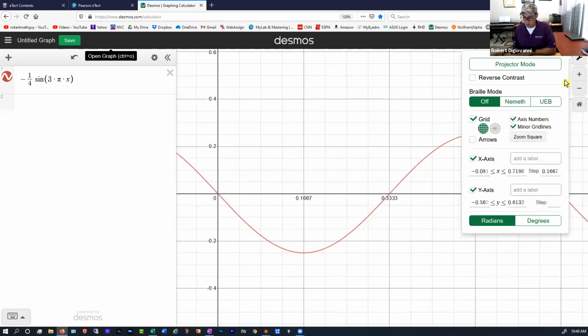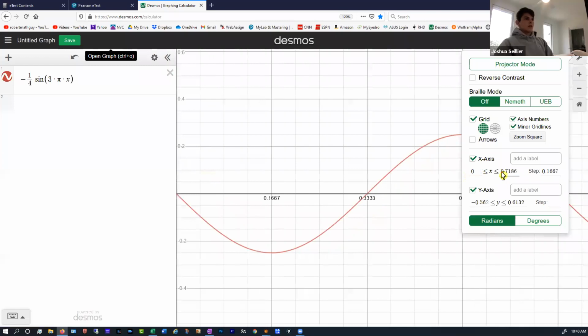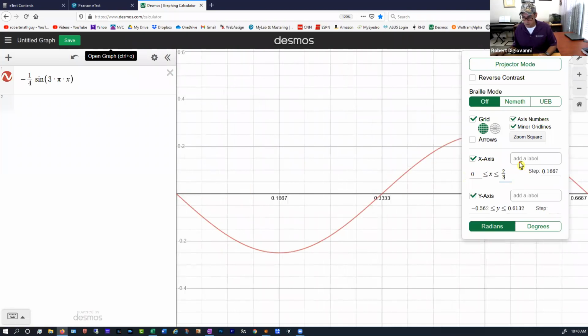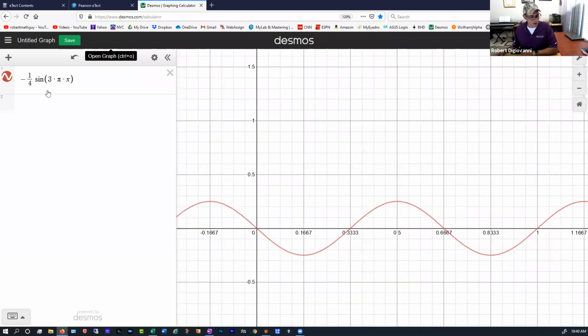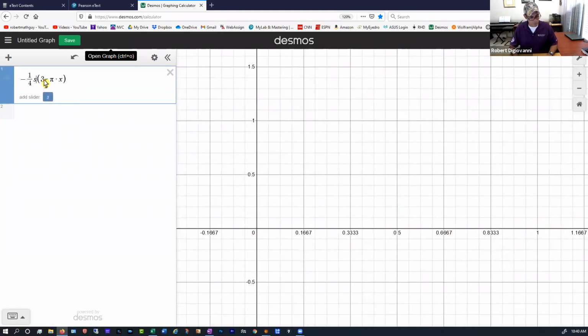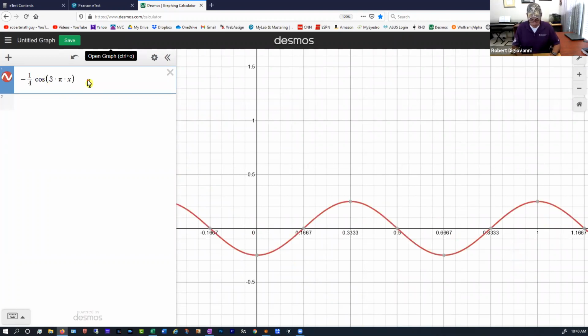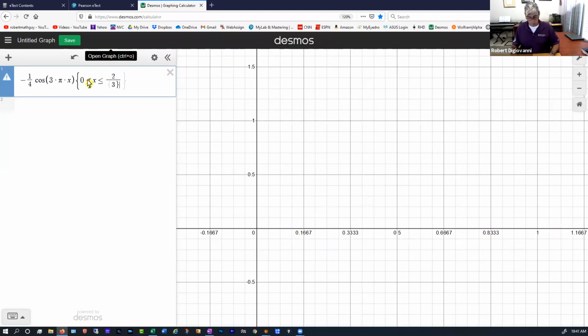Oh, shoot, that didn't work. Why didn't that work? Because you're still in sine, you're not in cosine. Oh, I need to put cosine in. Yeah, sorry, that was a mistake. Okay, I know what to do. Never mind. Cosine. There we go. I have to do it here, and I say 0 less than or equal to x less than or equal to 2/3. There we go. I forgot how to do that here. Okay, so there it is.